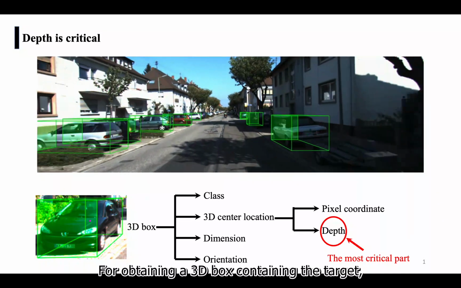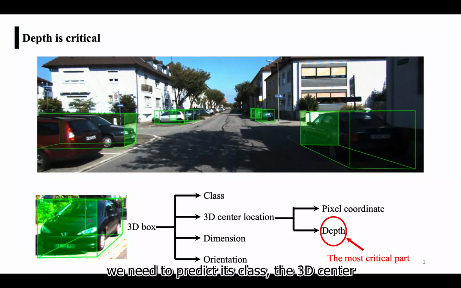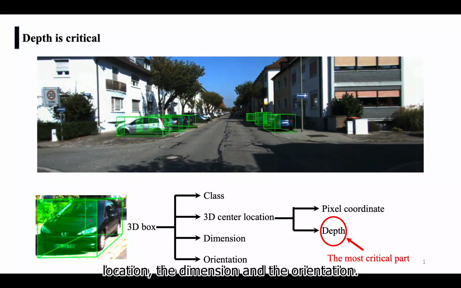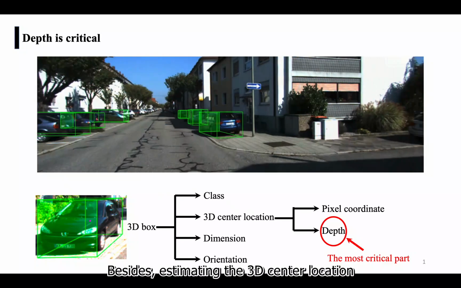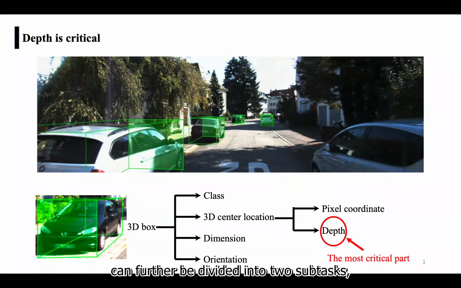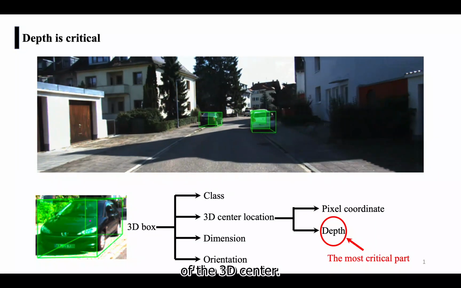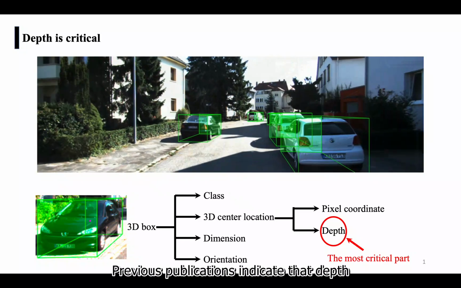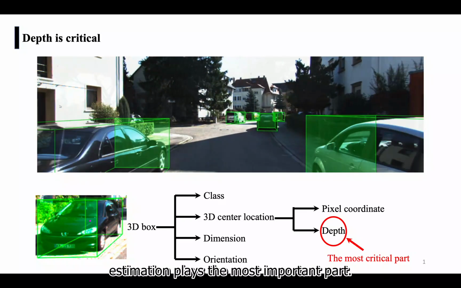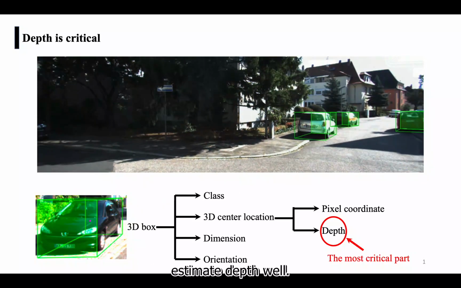For obtaining a 3D box containing the target, we need to predict its class, the 3D center location, the dimension, and the orientation. Besides, estimating the 3D center location can further be divided into two subtasks: estimating the pixel coordinate and depth of the 3D center. Previous publications indicate that depth estimation plays the most important part. In this work, we mainly study how to estimate depth well.